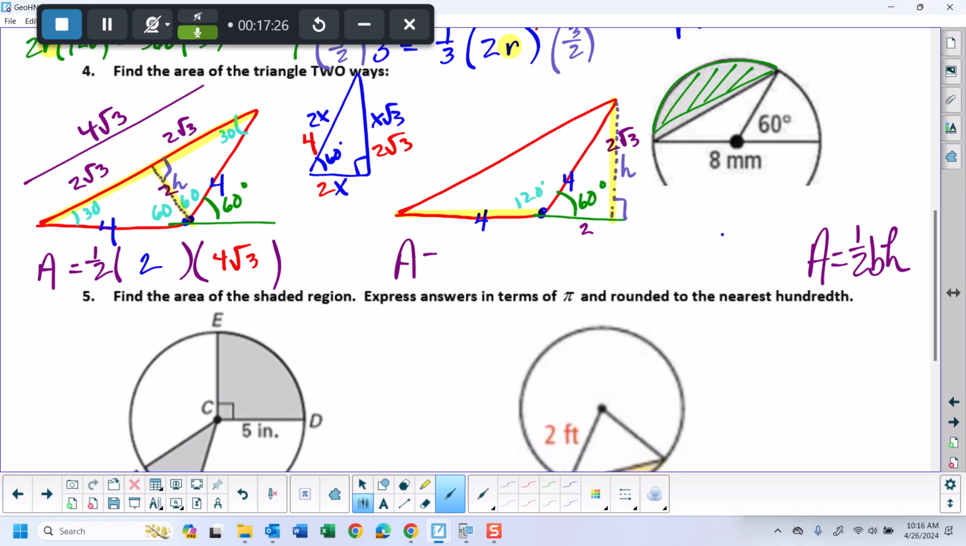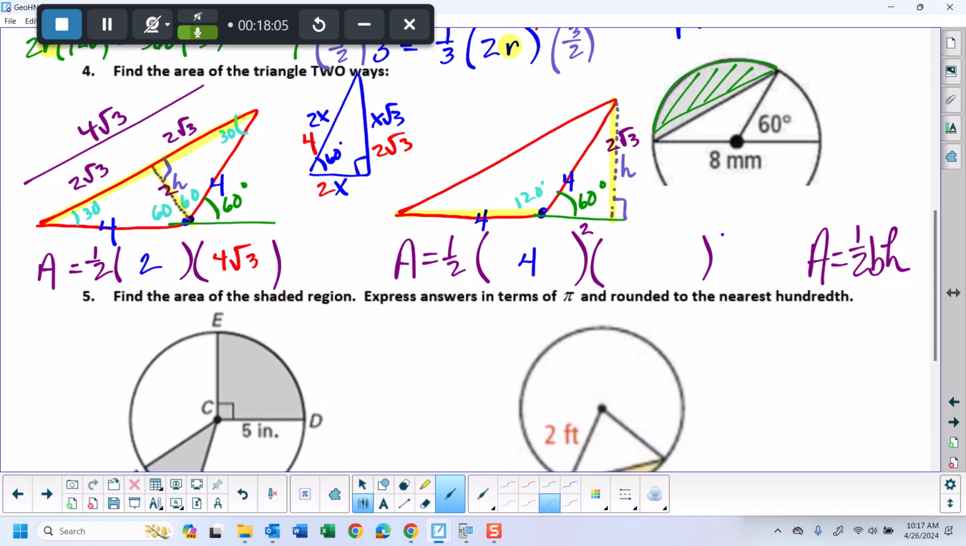I know my area is equal to 1/2 of my base times my height. So what is the base of this triangle? 4. So we'll go ahead and put my 4 in there. Now the height of my triangle, you can see here, I just dropped an altitude and used this 60-degree angle. So if my hypotenuse is 4, my short leg is 2, and my long leg is 2 roots of 3.